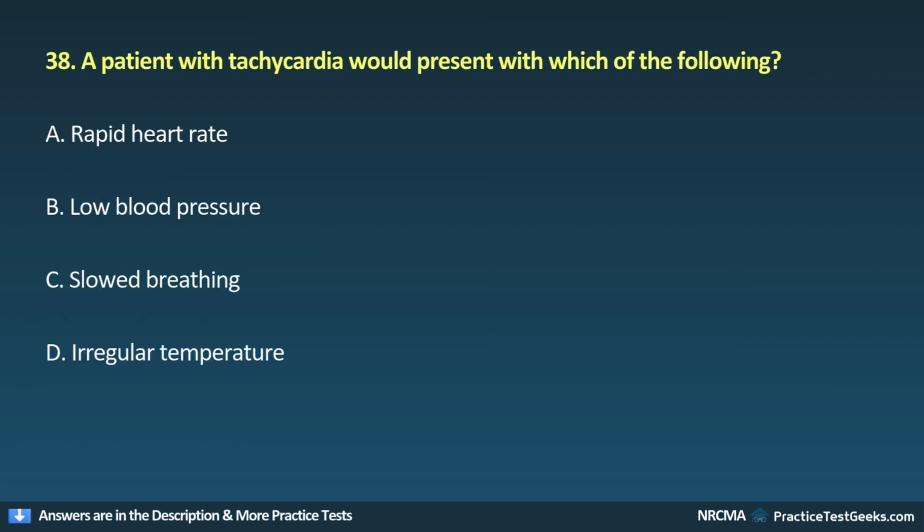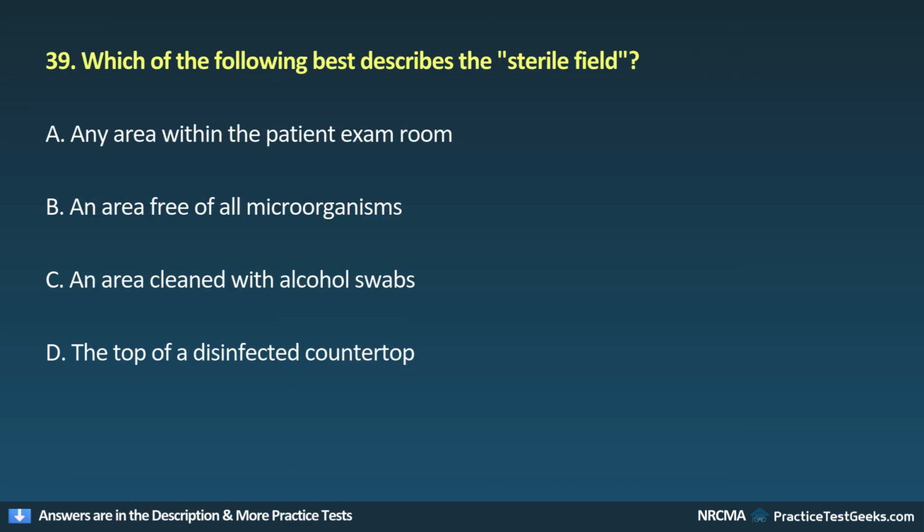38. A patient with tachycardia would present with which of the following? A. Rapid heart rate. B. Low blood pressure. C. Slowed breathing. D. Irregular temperature. 39. Which of the following best describes the sterile field? A. Any area within the patient exam room. B. An area free of all microorganisms. C. An area cleaned with alcohol swabs. D. The top of a disinfected countertop.